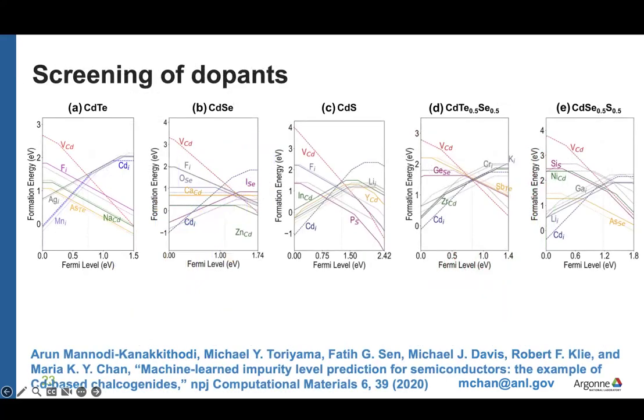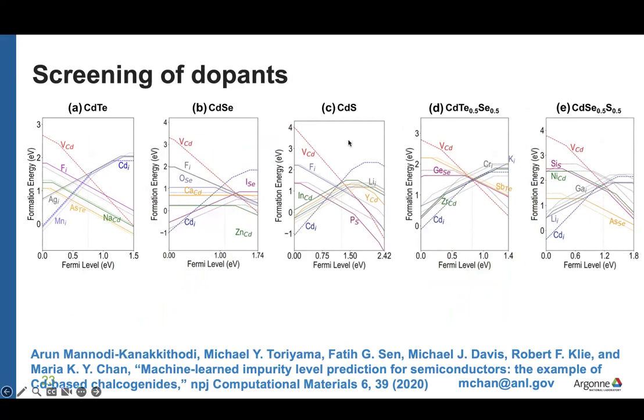And then how is this useful? Once we get the machine learning model, one of the things we could do is to use it to screen dopants. For semiconductors, you need dopants to introduce carriers often, especially in the case of cadmium telluride, which was the origin of this story. It intrinsically has very low carrier mobility, so we need to increase carrier density. So we need to introduce dopants to it.